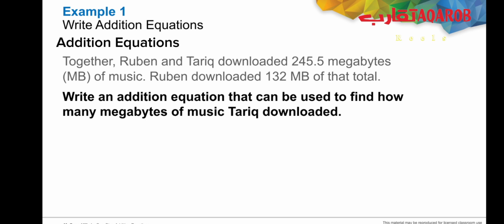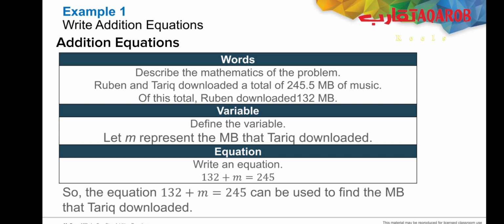The unknown number, or the unknown variable, represents the number of megabytes that Tariq downloaded, and we need to find it. So as you can see here, instead of the megabytes, I can put m. So m plus 132.5 equals 245.5. Now the equation 132 plus m equals 245 can be used to find the megabytes that Tariq downloaded.